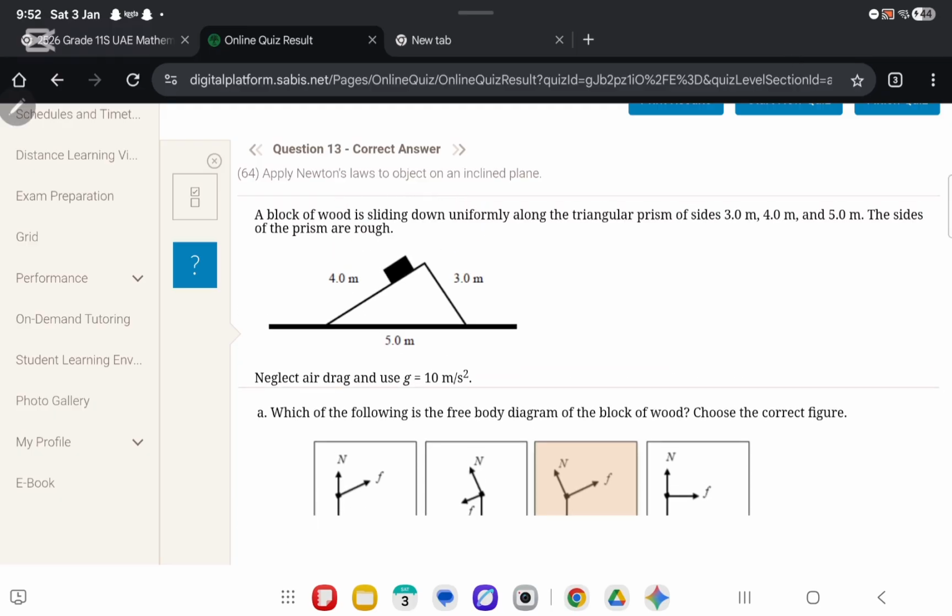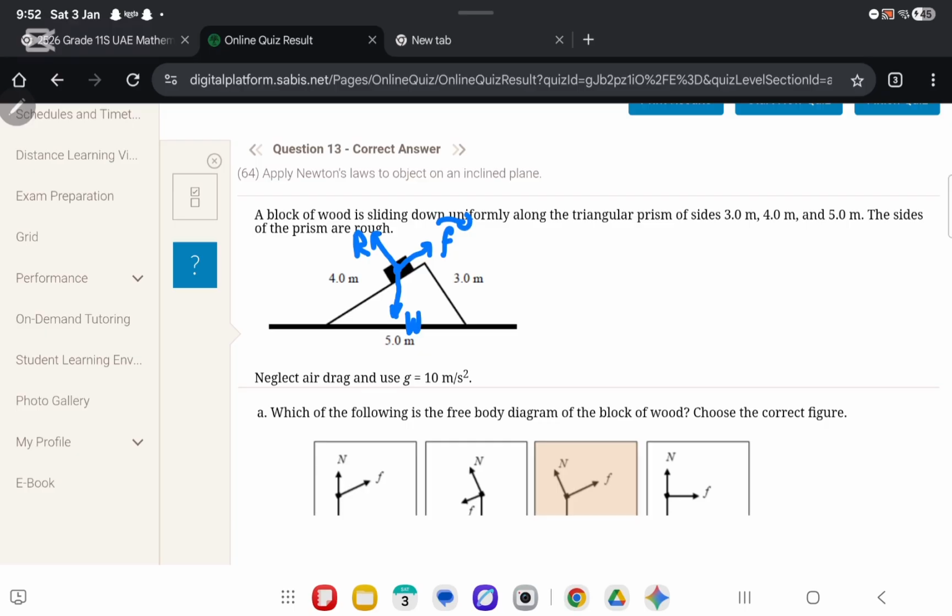Okay. So your block of wood has 3 forces on it, right? It has the weight. Obviously, the weight acts vertically downwards. This is W. And then you have the reaction force or the normal reaction. You can draw it as R or N, doesn't matter. And then you have friction, right? Because it's rough. It says it here. It's rough. So this is the free body diagram.